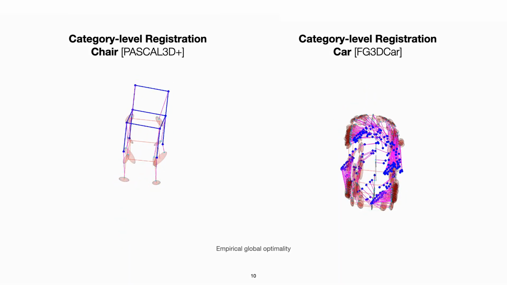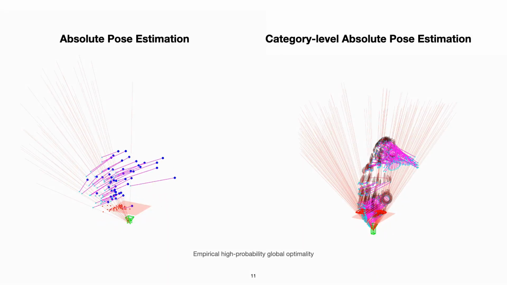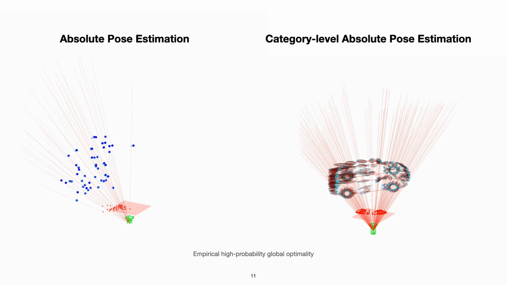Here we show 2 examples of category level registration using the car category from Pascal 3D Plus and the car category from FG3D car. In both cases, DAMP converges to the global optimal solutions. Finally, we show DAMP performing absolute pose estimation and category level absolute pose estimation. In these cases, DAMP attains global optimality with very high probability of success.